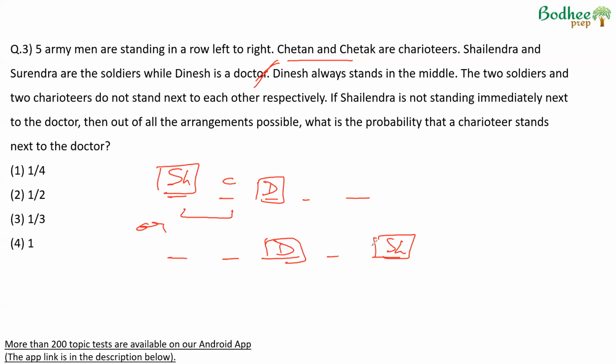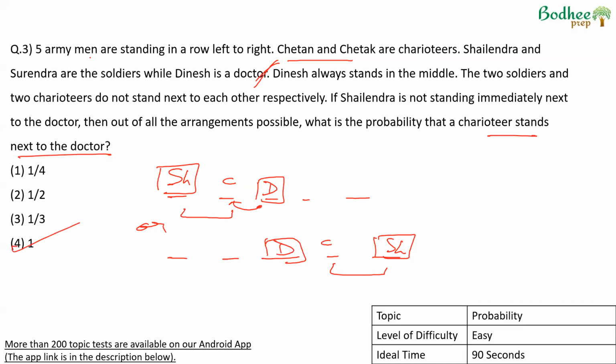In this case also 2 soldiers cannot stand together. So with Shailendra, there has to be a charioteer. And therefore, no matter what the case is, a charioteer will always be adjacent to the doctor. So this event always happens. Something that always happens has a probability of 1. I think this is an easy question. We just have to make the arrangement, and two basic arrangements give us the output. So about a minute and a half to solve.